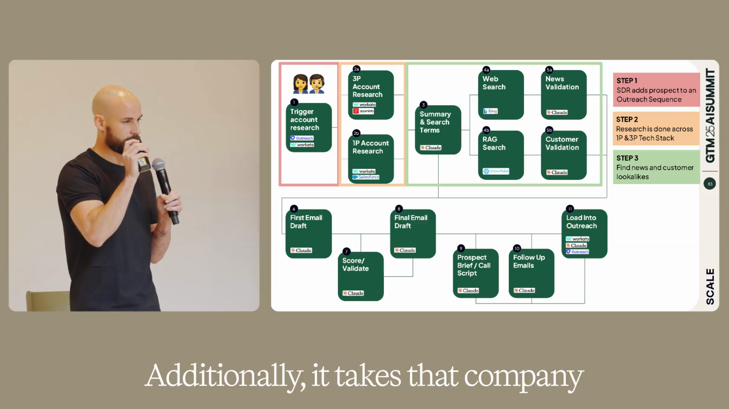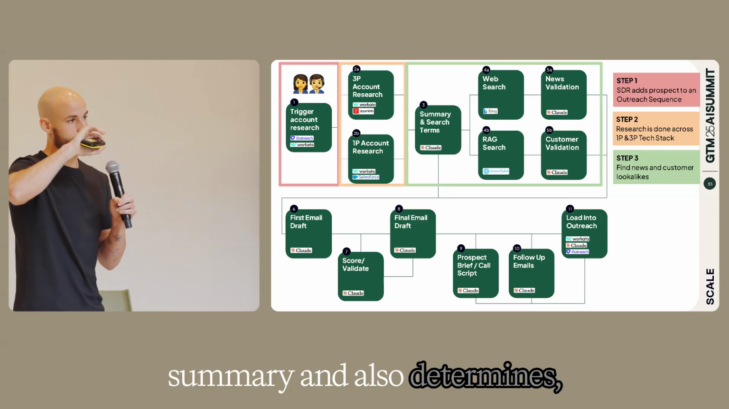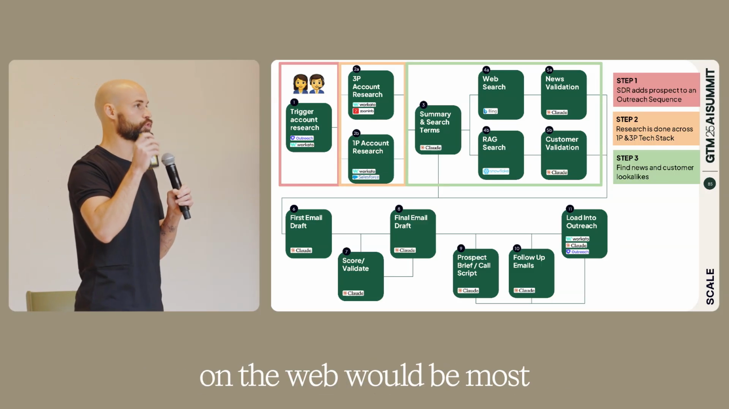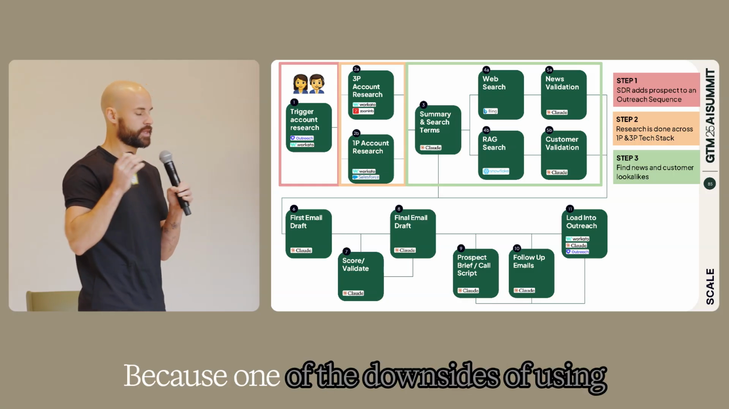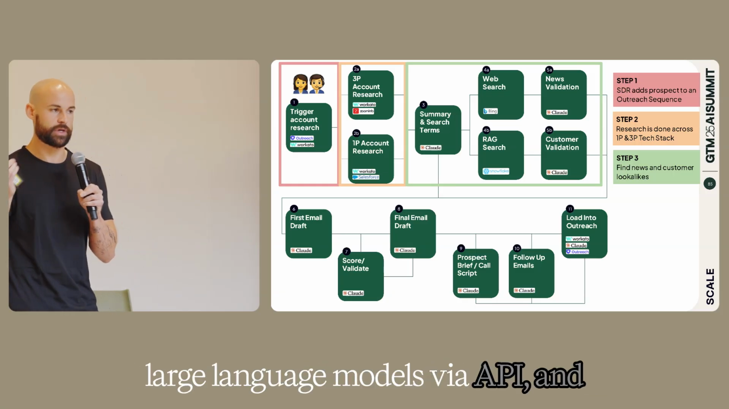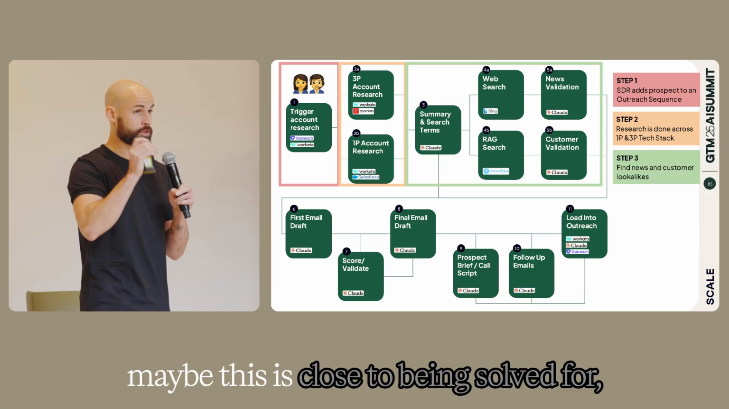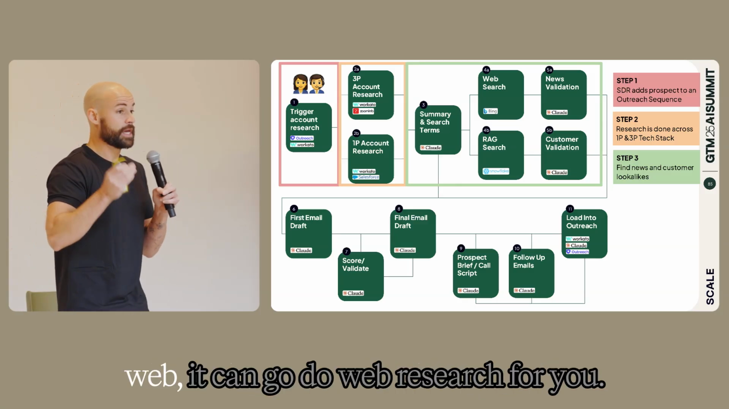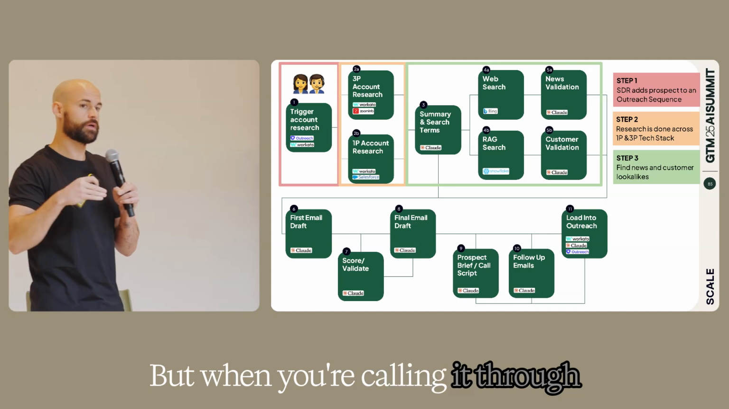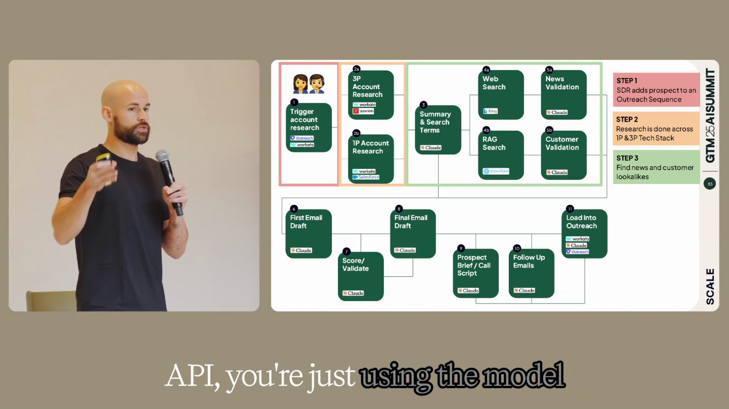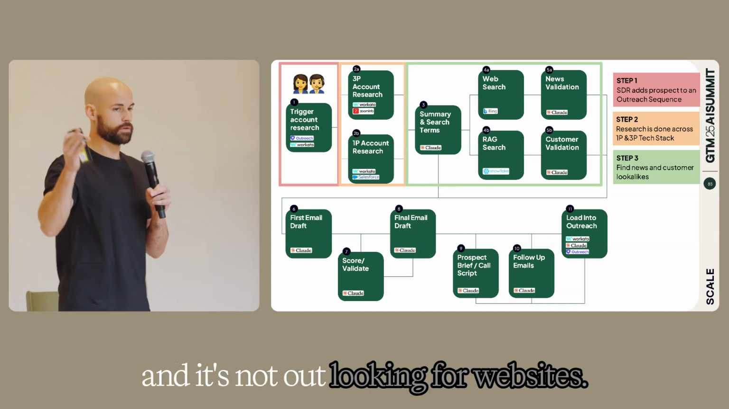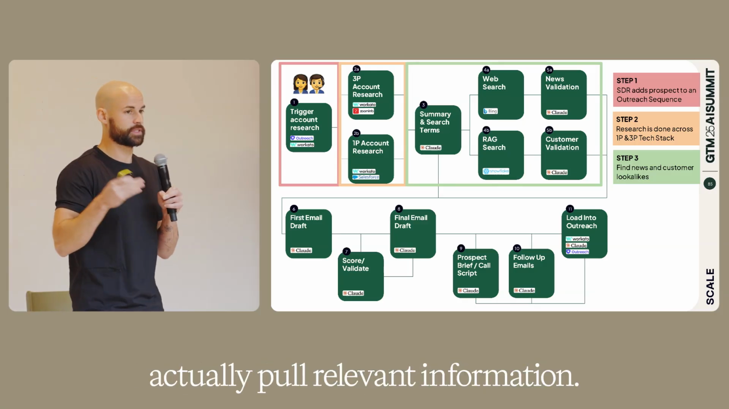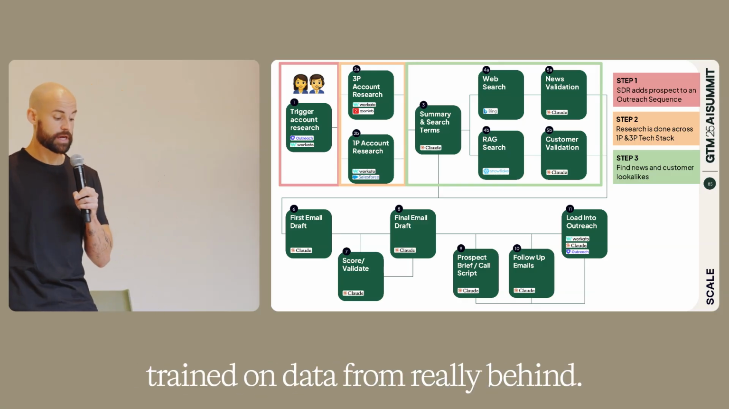Additionally, it takes that company summary and also determines, hey, what searches on the web would be most relevant to extract information? Because one of the downsides of using large language models via API, and maybe this is close to being solved for, is like if you use Claude through the web, it can go do web research for you. But when you're calling it through API, you're just using the model and it's not out looking for websites. So we need to solve for that so we can actually pull relevant information, because these models are still trained on data from really behind.